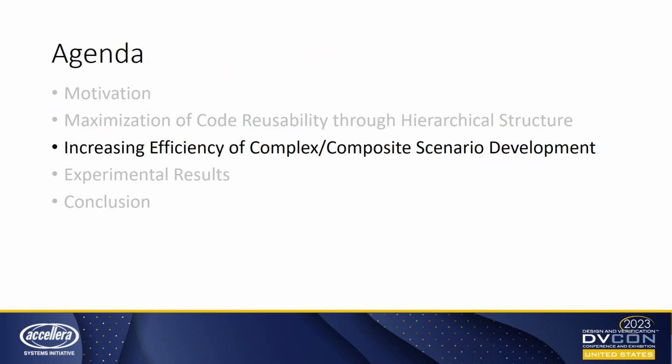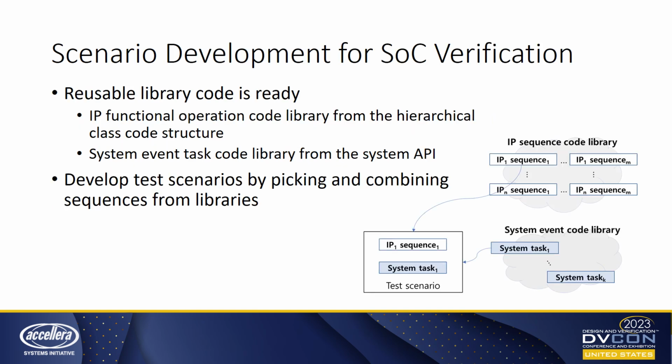I would like to introduce a way to increase the efficiency of complex and composite scenario development. After the reusable codes are ready, such as the hierarchical structure code and system API code, we can make a library of them. We thought about how to make test scenarios easily by picking the sequences or tasks from libraries and combining them.